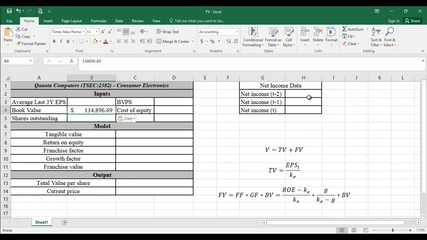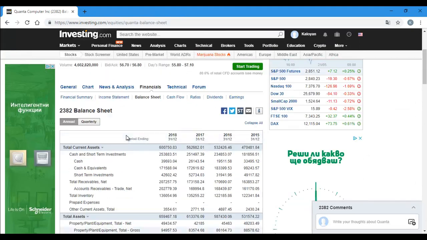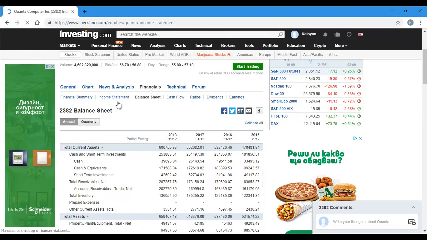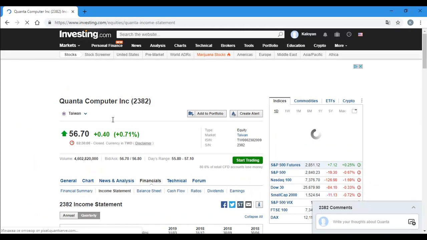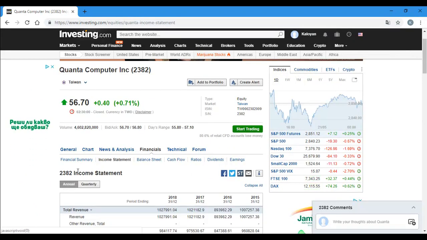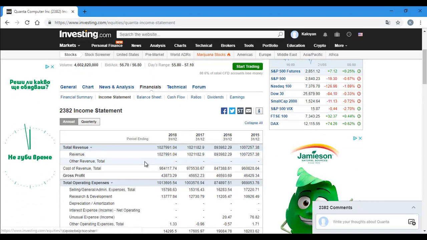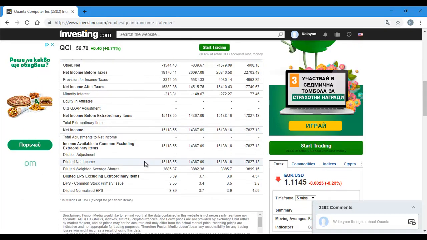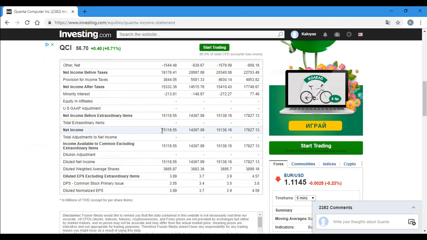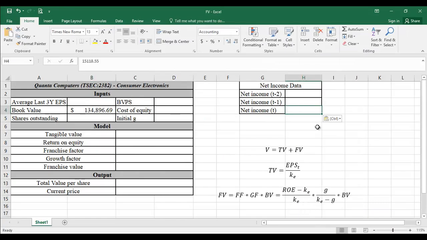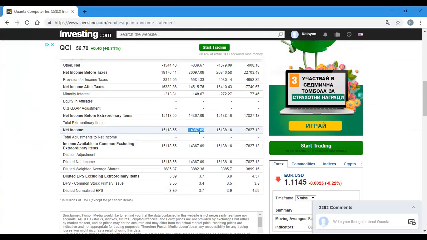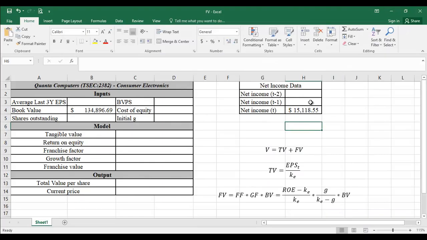Next, I need the net income data for the last 3 fiscal years. This can be found in the income statement. Turn it on annual basis. And here at the bottom I have my net income. So I'll copy these 3 cells that I will use to estimate the average EPS for the past 3 years.